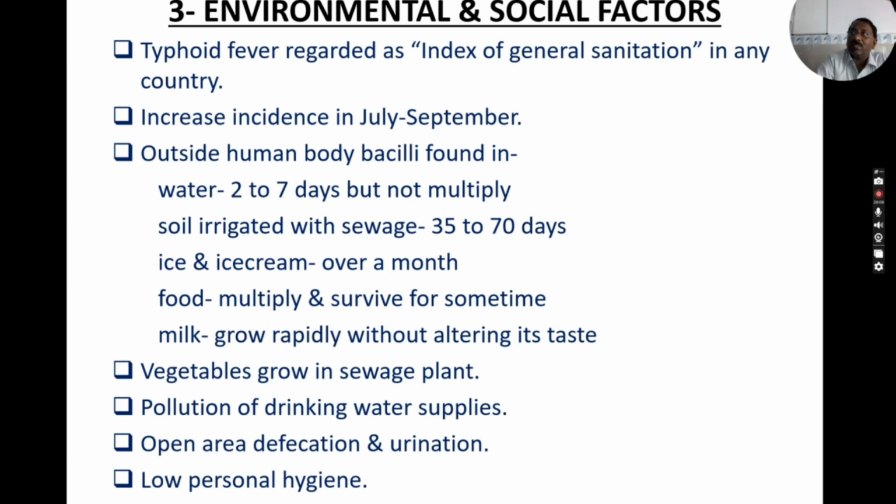Pollution of the drinking water supplies. Open area defecation and urination. Low personal hygiene and health ignorance. So these are the very, very important environmental and social factors. All these factors are very much there in our Indian population, both in urban and rural India.